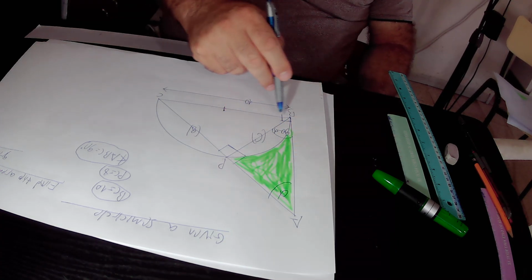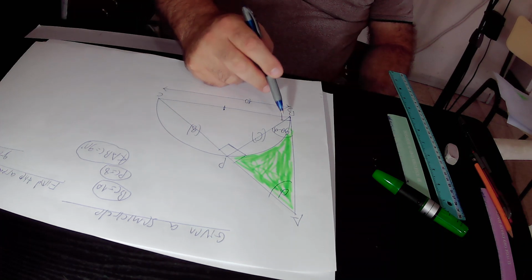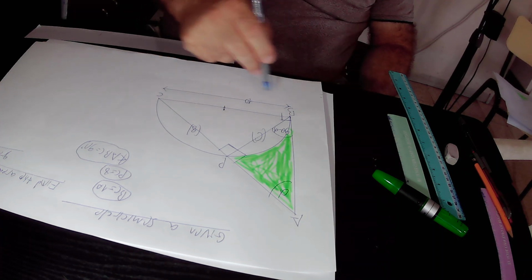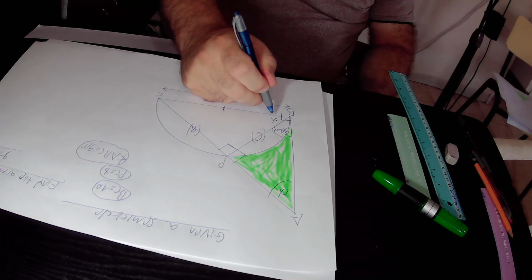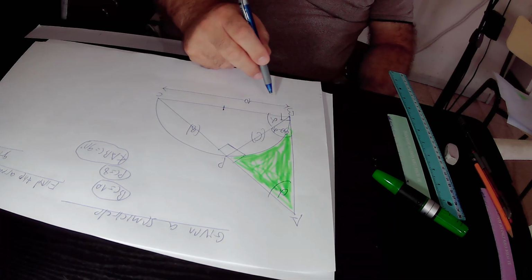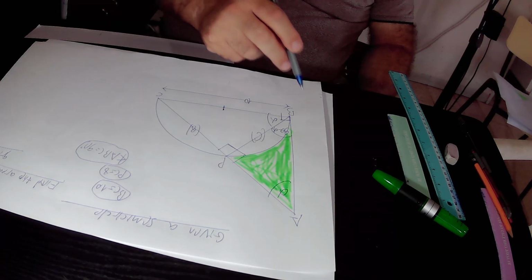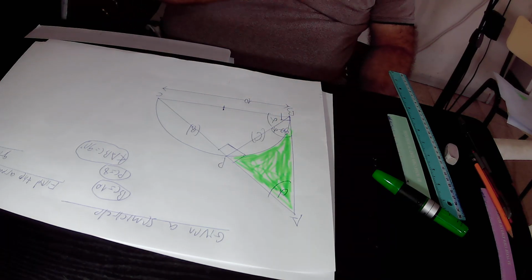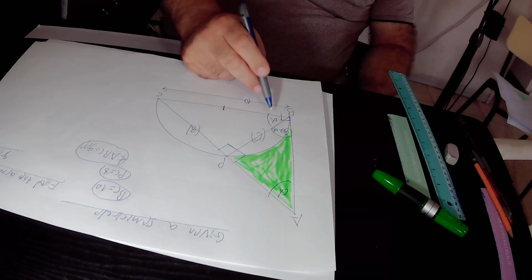Angle ABP equals 90 degrees minus alpha. Therefore, this missing angle PBC must be equal to alpha. Why? Because alpha plus 90 degrees minus alpha is equal to 90 degrees. That is the size of the big angle, angle ABC. Angle ABC is the right angle, so this missing angle must be equal to alpha.